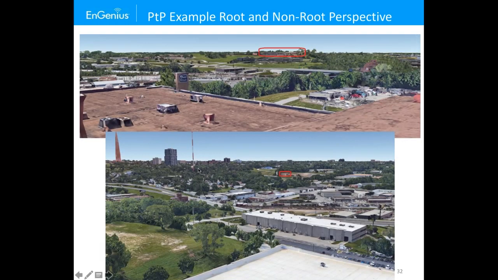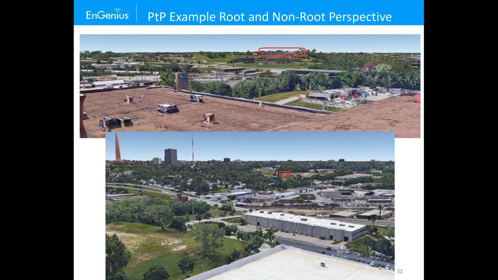So this is an image that we got from Google Earth. The top one is the root point of view down to the non-root, and the bottom one is the non-root to the root point of view. You can see there are some trees in the way, but considering the height of the secondary building and the ground topology, you've got some other buildings too in the way. You've got the train depot station too. It's not really going to be that much of a big deal.